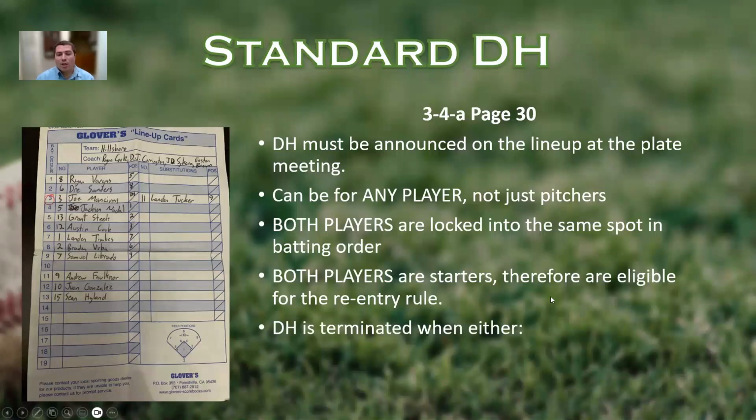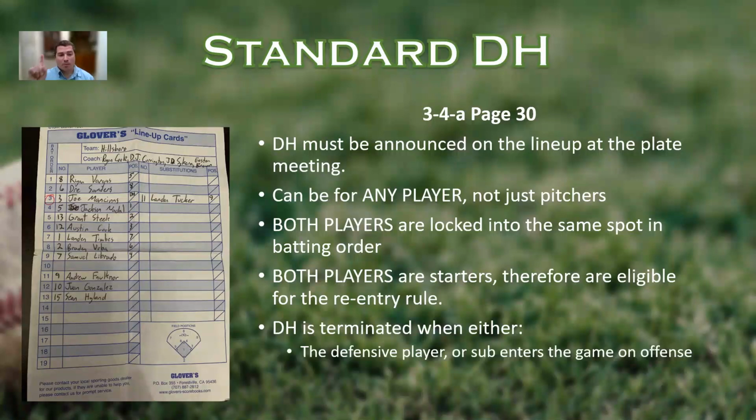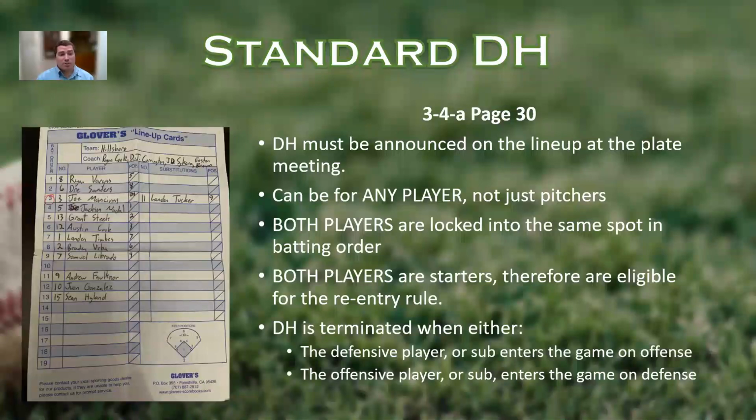Okay. DH. Now, this is where we always get confused. This is where problems start. The DH is terminated or done when 2 things happen. Number 1, the defensive player or sub, whoever enters for the defensive player, becomes an offensive player. So in this case, if Tucker ever bats, or if Tucker ever runs the bases, or any sub for Tucker ever runs the bases, then that means Messinas is out, the DH is done, and you go back to a 9-player lineup. Okay? And the opposite is also true.